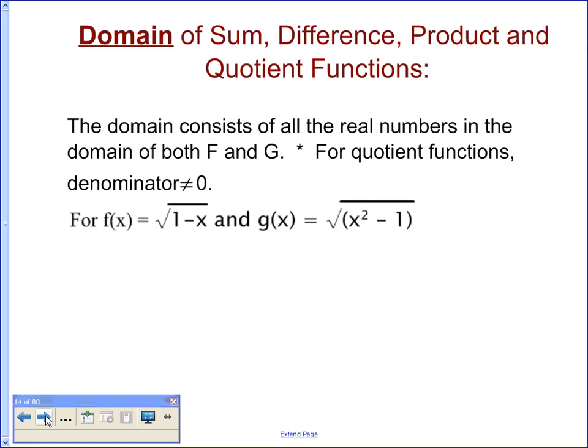So if you have these two functions and you're finding the domain, anytime you're dealing with a sum or a difference or a product or a quotient, all you have to do is find the domain for your f of x, find the domain for your g of x, and then find where those two overlap. The overlapping area is going to be the domain of that sum, difference, product, or quotient. Now, there is an exception for the quotient functions. You have to remember that you do not want a zero in the denominator.